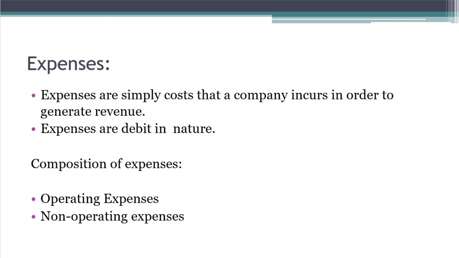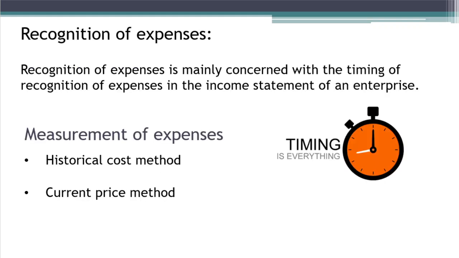Expenses are recognized when they are directly or indirectly related to the production of goods and services, and also when they are helpful to earn revenue. Most commonly, we can measure revenue in two types. One is historical cost method and another is cost price method.